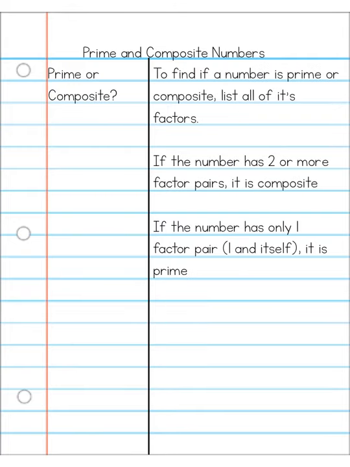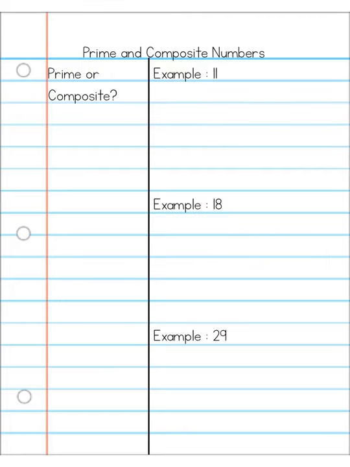To tell if a number is prime or composite, you need to list all of its factors. If the number has 2 or more factor pairs, not just factors, factor pairs, it is composite. If the number has only one factor pair, 1 and itself, it is prime. So let's do some practice.